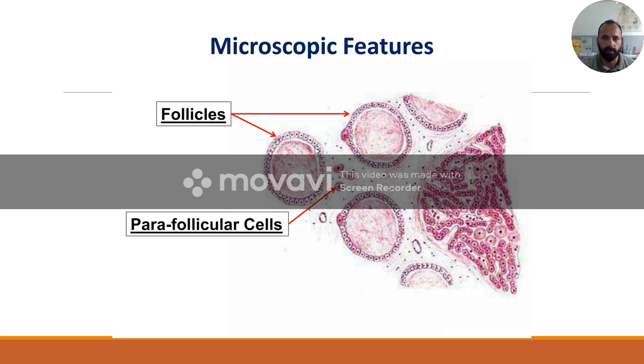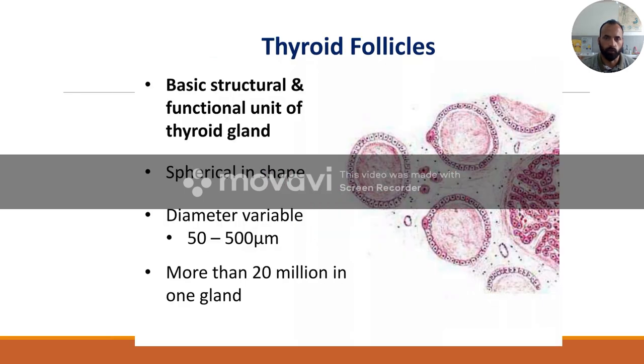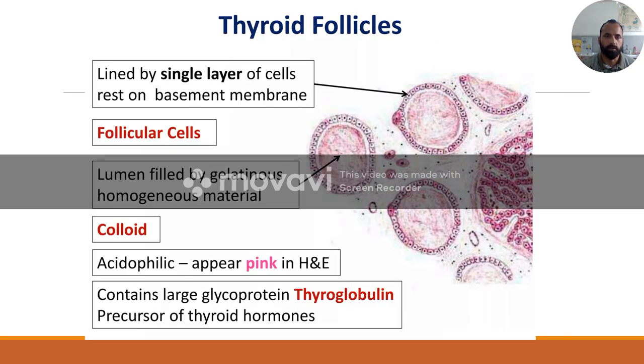The follicles will look like this, and the follicular cells will form these rounded circles, and on the inner aspect they will have the secretions, what you call the colloid or the thyroglobulin. Then there will be big cells, either present between the area of two follicles, or along with the follicular cells. Those are called parafollicular cells. So the thyroid follicle is basically the structural and functional unit of the thyroid gland, and usually it is spherical in shape. So two types of cells I told you.